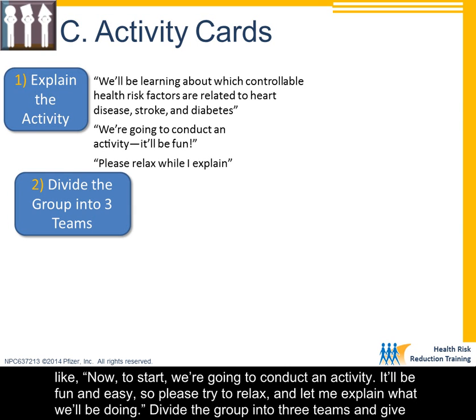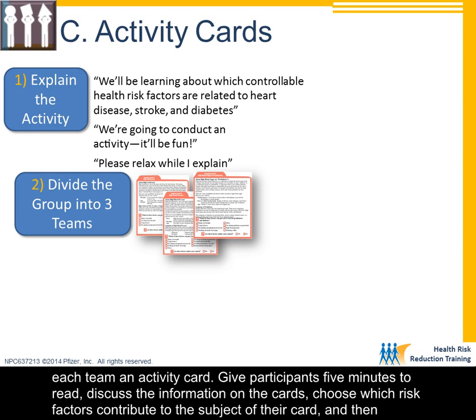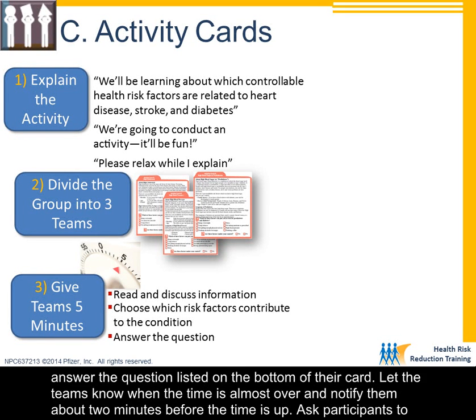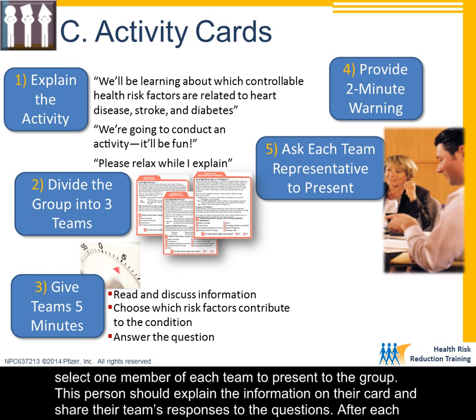Divide the group into 3 teams and give each team an activity card. Give participants 5 minutes to read and discuss the information on the cards, choose which risk factors contribute to the subject of their card, and then answer the question listed on the bottom of their card. Let the teams know when the time is almost over and notify them about 2 minutes before the time is up. Ask participants to select one member of each team to present to the group.